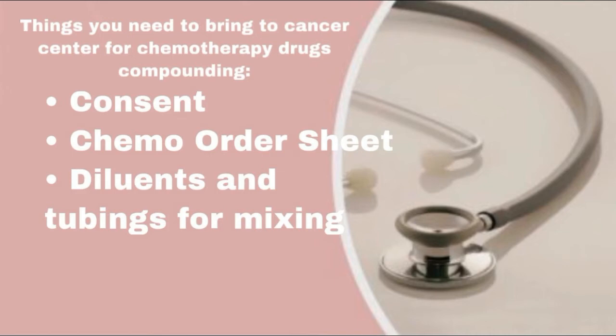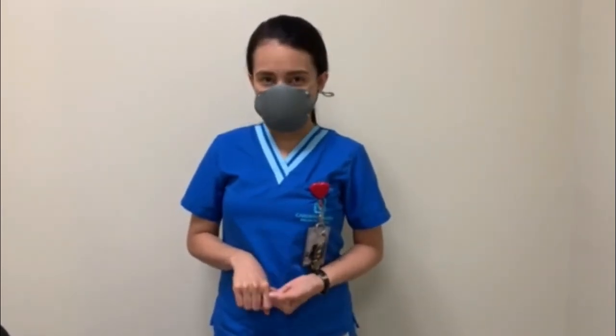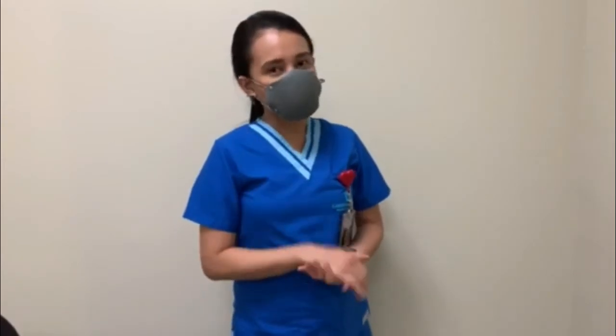by the oncology pharmacist. So once you are ready with your consent, chemotherapy order sheet, and your other materials for mixing, you can now go down to the cancer center and endorse it to the oncology pharmacist. And you just wait for their call once your chemotherapy drug is already compounded. A few moments later. The compounding of chemotherapy drugs takes about 1 hour to 1.5 hours. Once the chemotherapy drug is compounded and is ready to be picked up, the pharmacist will call the unit and inform them that the compounded drug is already for release.